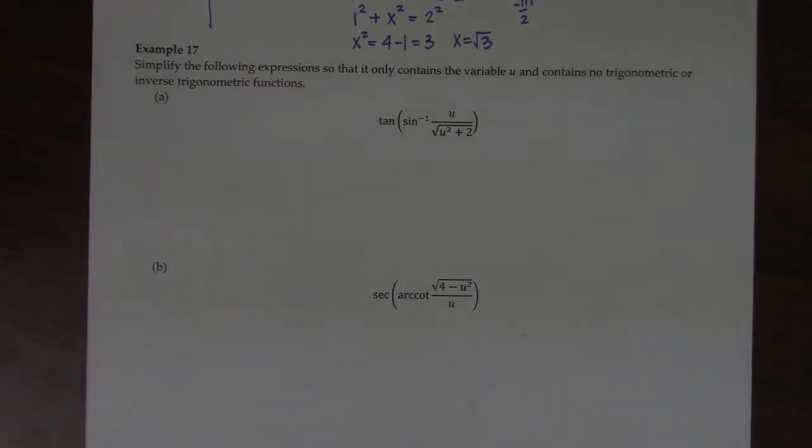Problem 17. These can be tricky. So we have tan of inverse sine of u over the square root of u squared plus 2, and they want you to simplify this expression so that all the trig functions are gone and you only have the variable u. So this is actually easier than it looks, and it just involves drawing the triangle and labeling it properly.